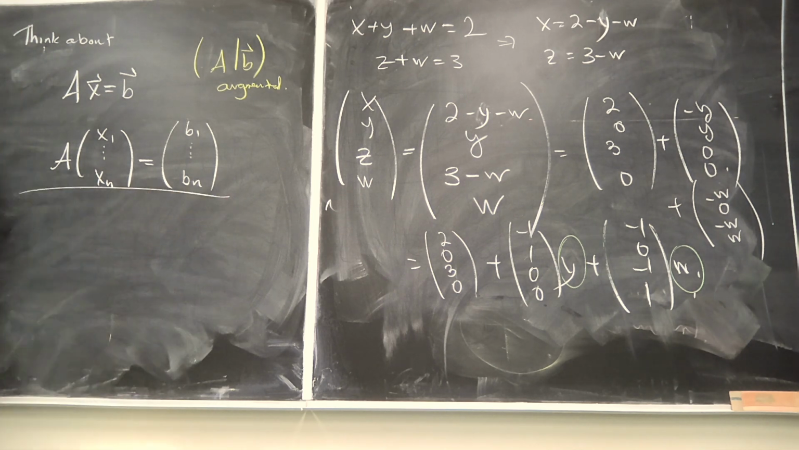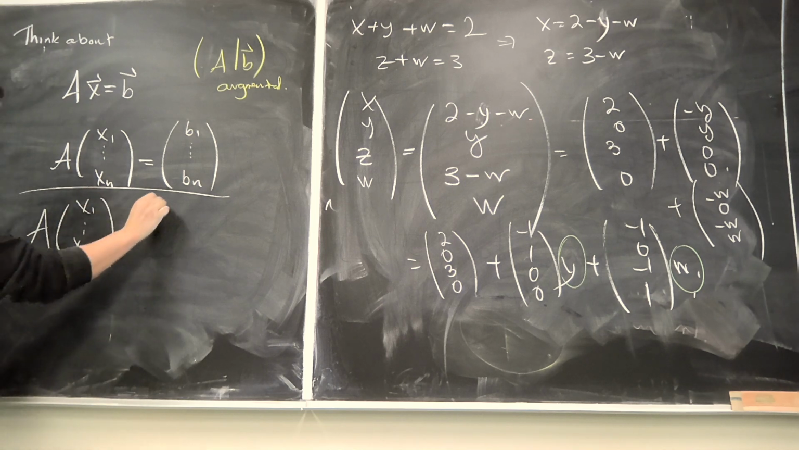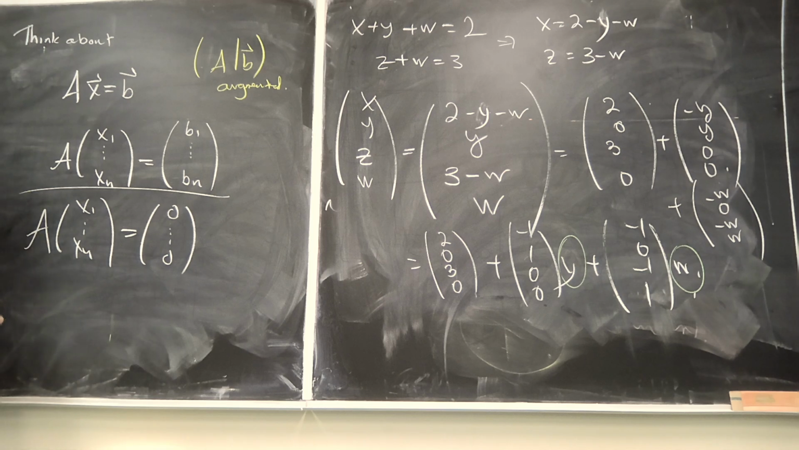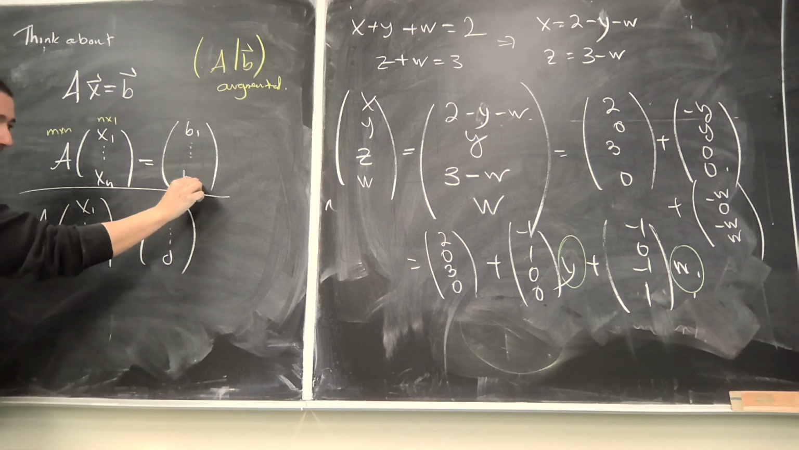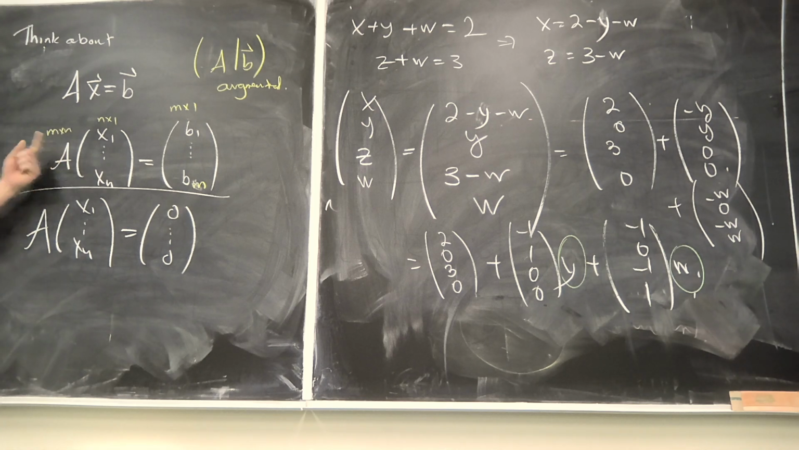So I want to think about the case where that vector on the other side is just the zero vector. So I want to think A times x1 down to xn is equal to zeros down here. Oh, I got to be careful here. If A was m by n, and this is n by 1, how many entries should be in this column? Not n, m. Remember, when you matrix multiply, m by 1, the outside numbers tell you what the expected dimension of the output should be.